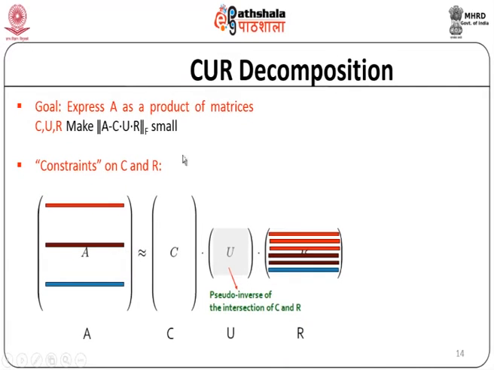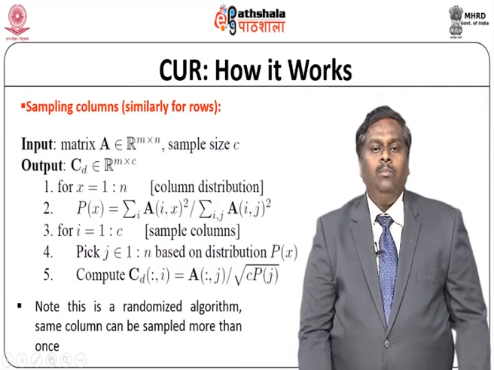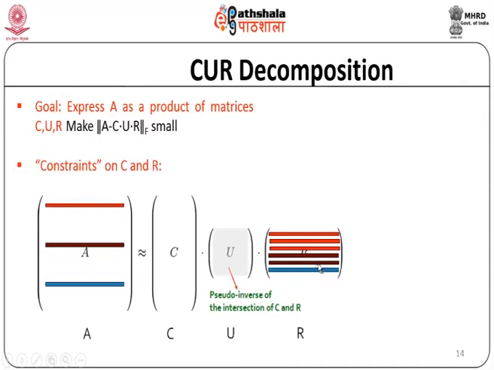When you decompose the original matrix into C, U and R matrix, the U matrix is going to be the pseudo inverse of the intersection of C and R. What I mean by this is, when you are working with respect to the U matrix, we try to identify what the intersection is. Only those intersection regions alone can be used for analysis, and the rest of the regions can be ignored.